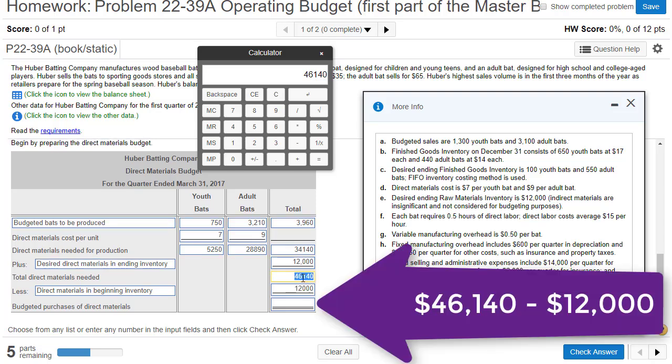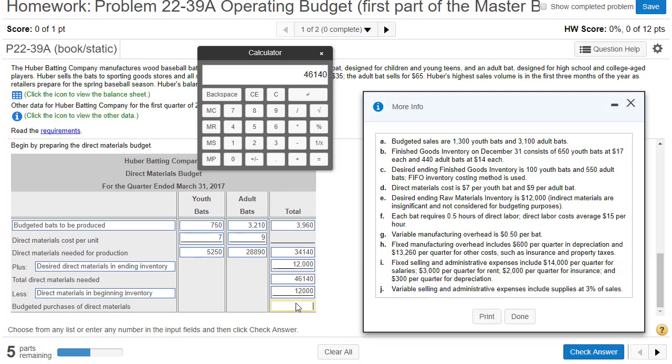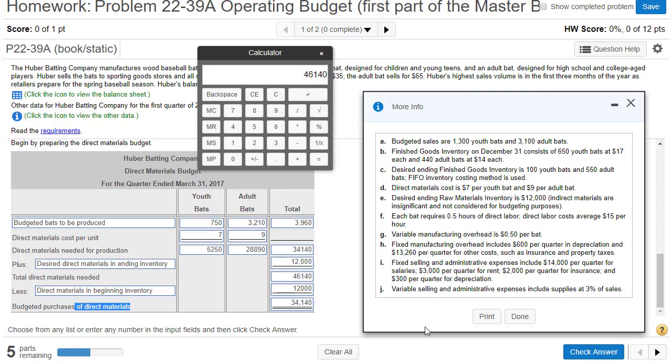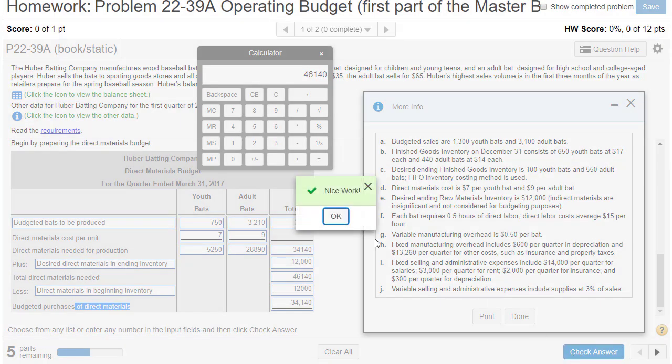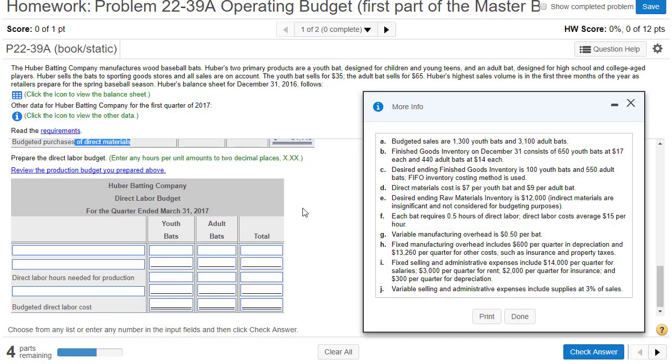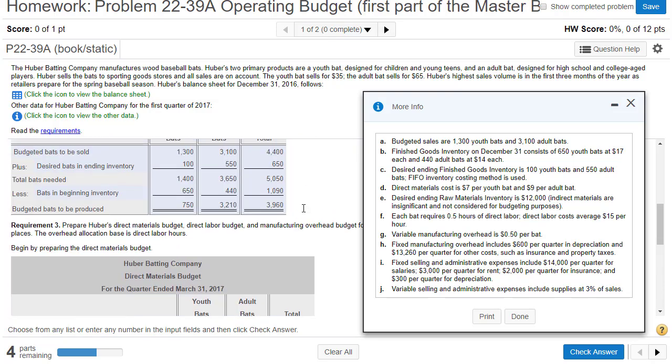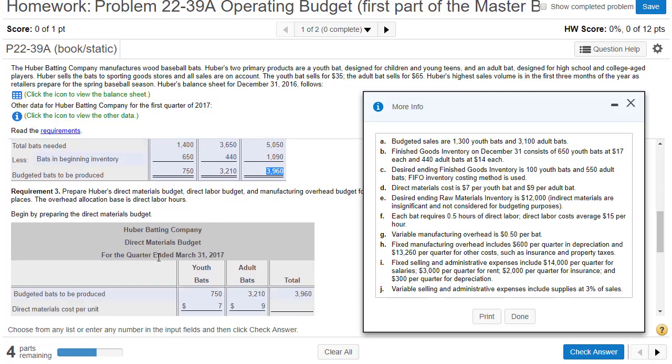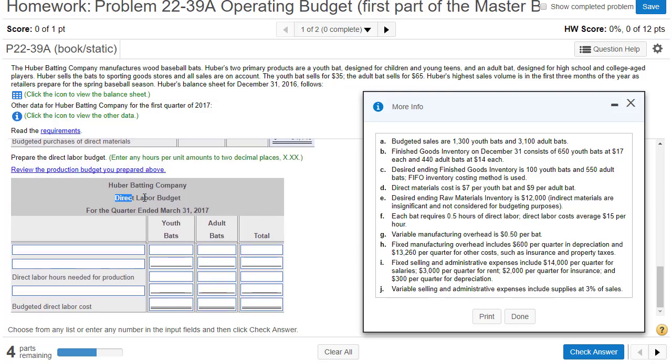So now we're just going to subtract these two. 46,140 minus 12,000 gives us 34,140. And this is the amount of direct materials we need to purchase. So now that we know how many bats we need to manufacture, 3,960, after calculating the direct materials, we're going to calculate the direct labor required, and that will be in our next video.